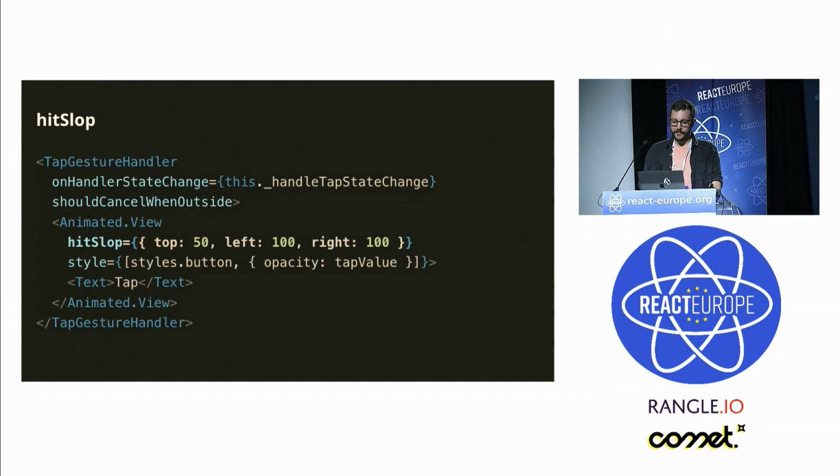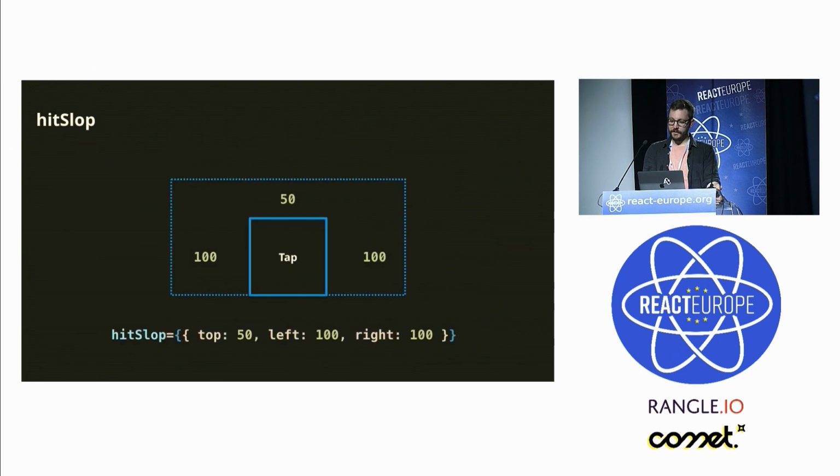Here I'm saying the hit slop has the top of the view at 50, to the left 100, to the right 100. If we had a square, a button that says tap, and what we see there includes the padding and everything, the full layout of the button, then this dotted area around it indicates the touchable area of the view.